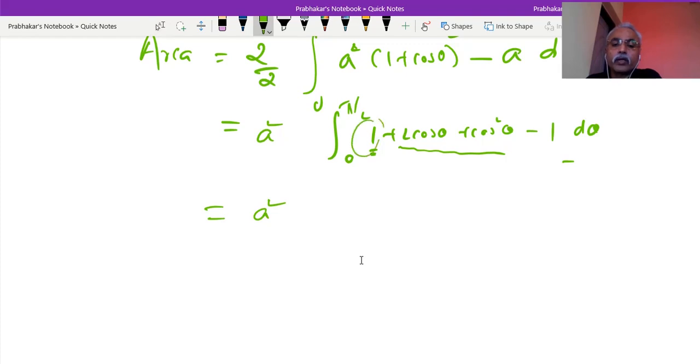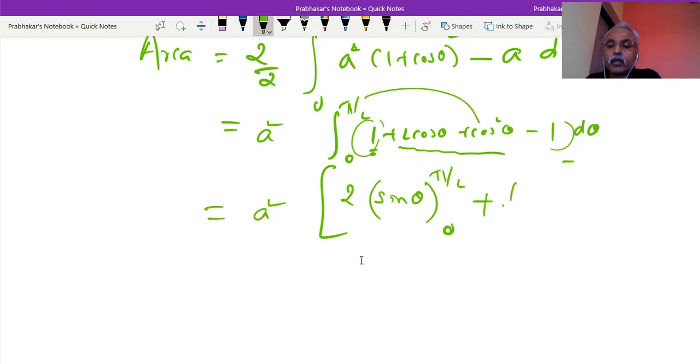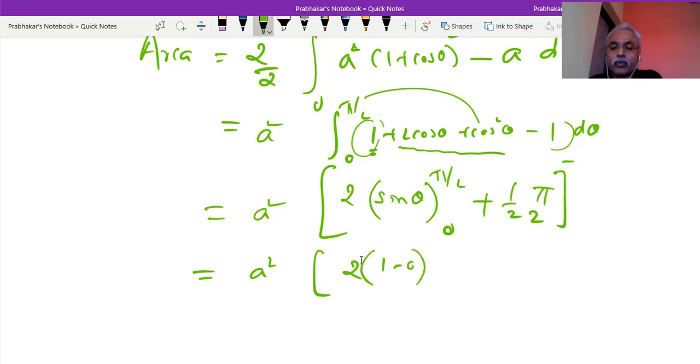So the integration is a square, with these two getting cancelled, into cos theta integration sine theta between 0 to pi by 2. And the integration of cos square has a formula, 1 by 2 into pi by 2. As simple as it is. If you simplify, upper limit minus lower limit, 2 times sine of pi by 2, when you put theta equal to the upper limit, 1 minus 0 plus pi by 4. Totally, you can very easily simplify that. It is a square by 4 into bracket pi plus 8.